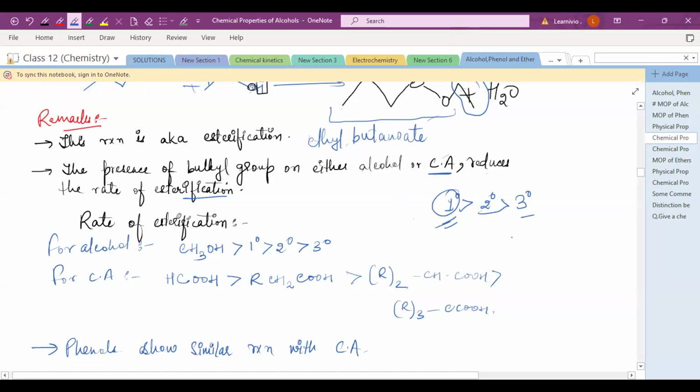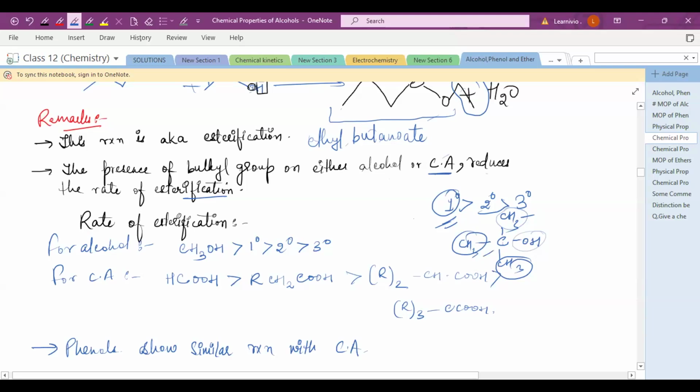Because you can see in tertiary, this is a CH3 group, CH3 group, CH3. Suppose this is a tertiary alcohol. So carboxylic acid is attached to this carbon, and there are three alkyl groups, three bulky groups. So due to three bulky groups, there will be more steric hindrance. There will be more hindrance. Due to that, the rate of reaction will be very slow.